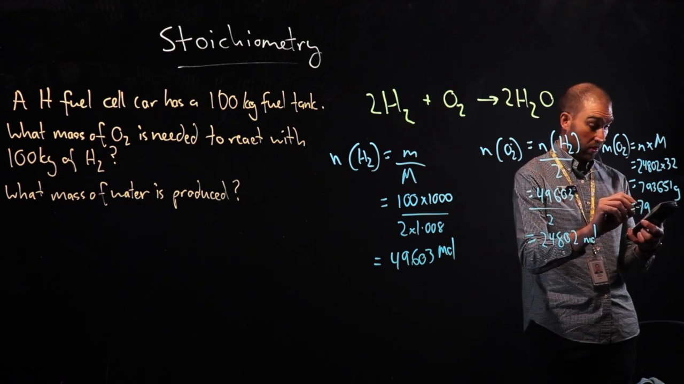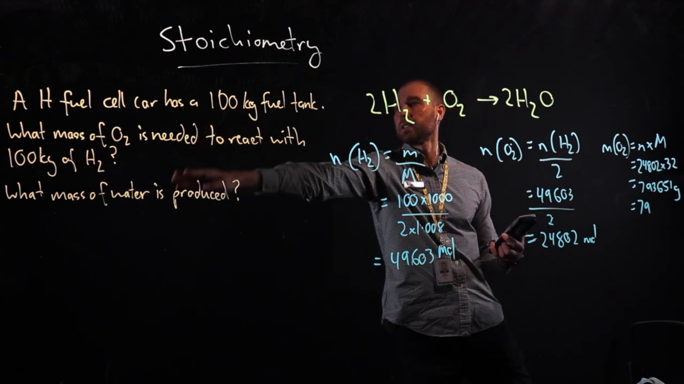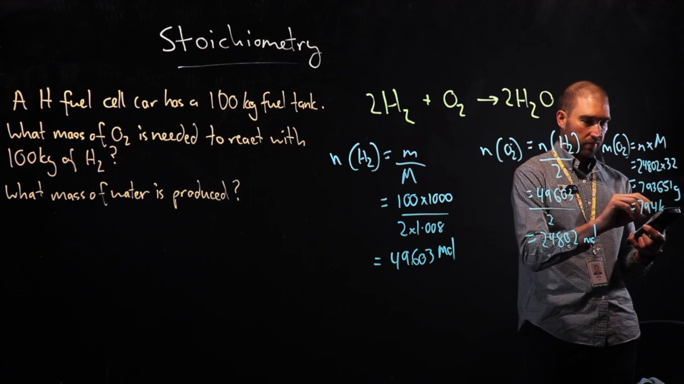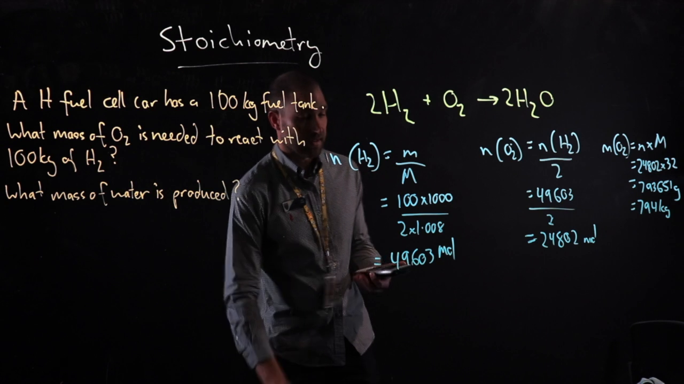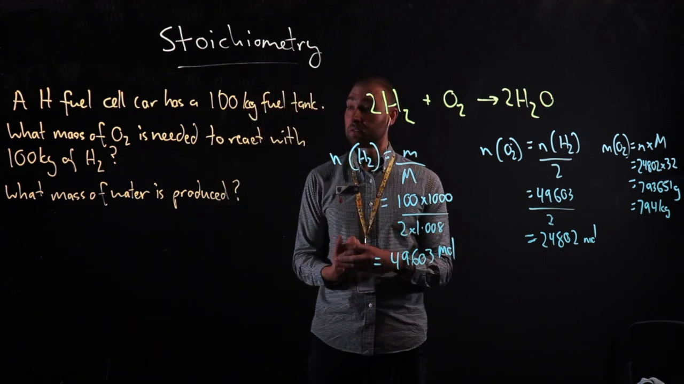790. Now we had, how many significant figures? We've got 3 here, so we're going to go to 3. So 790 rounding off to 4 kilograms of oxygen gas. So that's the number of kilograms of oxygen gas I need for a 100 kilogram hydrogen gas fuel tank.